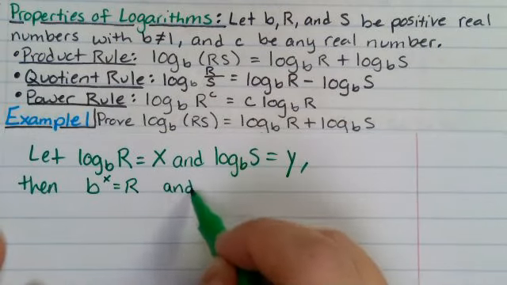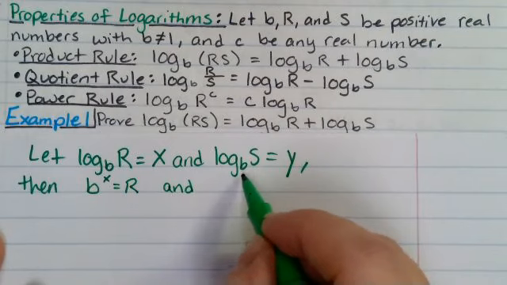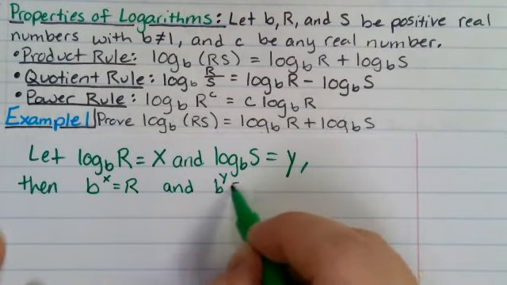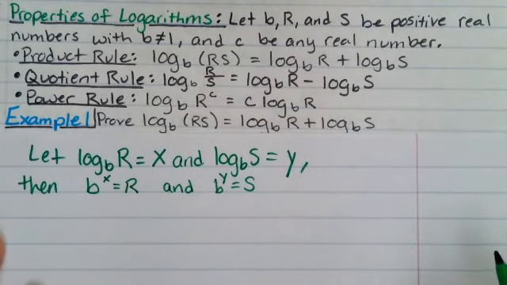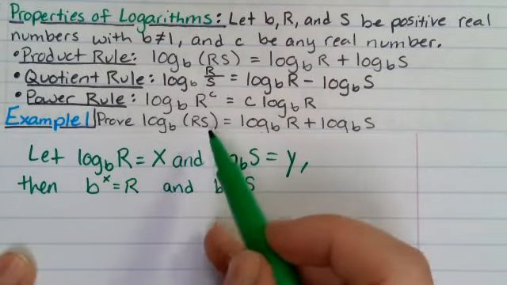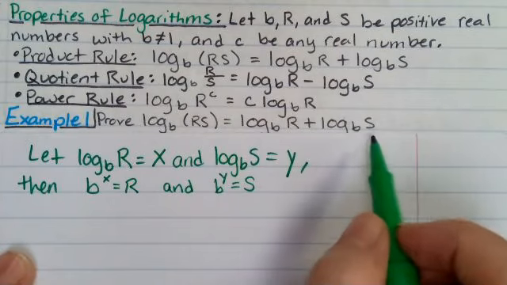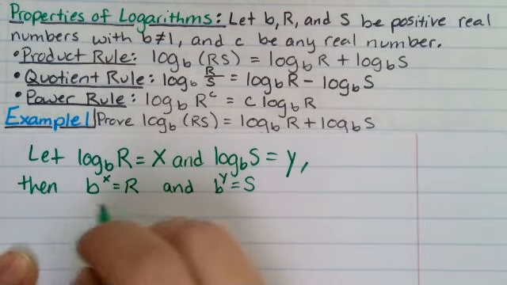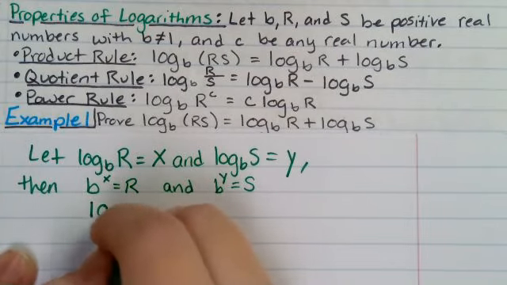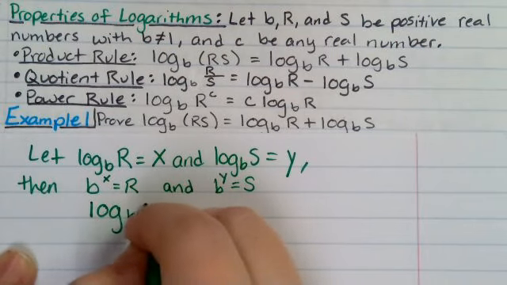Also, for the other one, we get a similar idea. We would say b to the y equals s. And what that does is it allows us to talk about things in a little bit more simple terms. So remember how we're supposed to prove log base b of r times s is equal to this sum. I'm going to start with log base b of r times s.